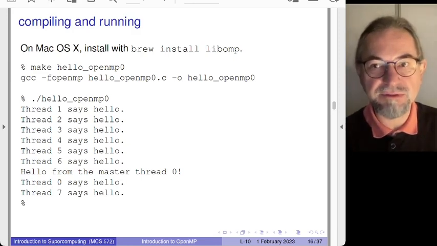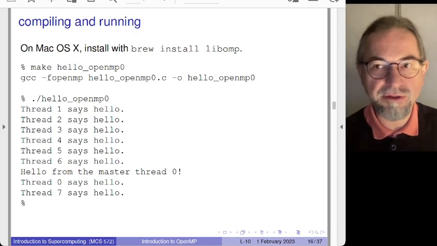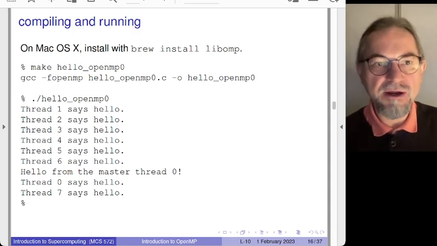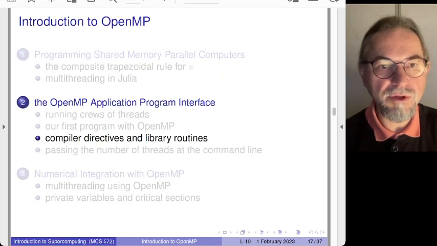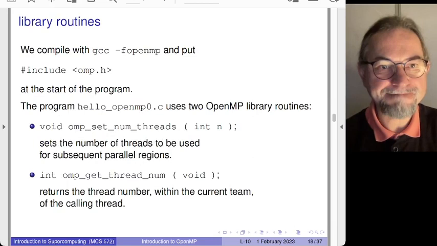With many Linux installations, and I didn't try Windows on this one, the package manager should also be able to install this OMP library, OMP being an abbreviation of OpenMP.